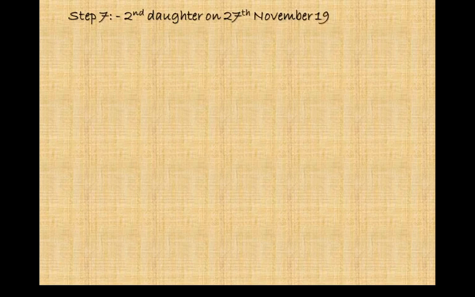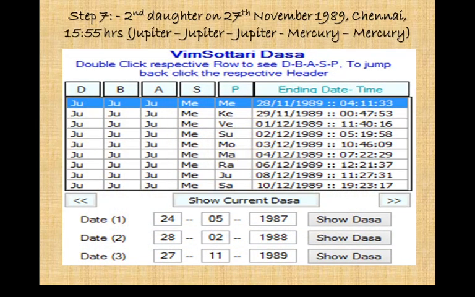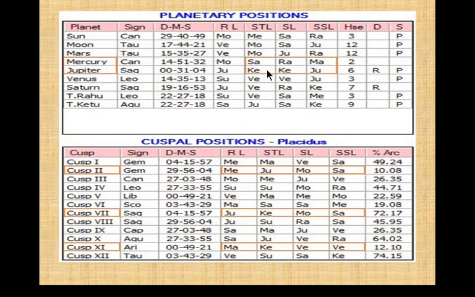Now let's study the second daughter's birth event that happened on 27th November 1989, Chennai. Dasha was Jupiter, Mercury. So here we will study Jupiter and Mercury. Let's begin with Jupiter. That's Ketu, Jupiter. So Ketu will club, star and sub will get clubbed, and Jupiter. So Ketu and Jupiter. Ketu appears in 11 and 7th, and Jupiter appears in 2 and 7. All the three cusps getting stimulated.